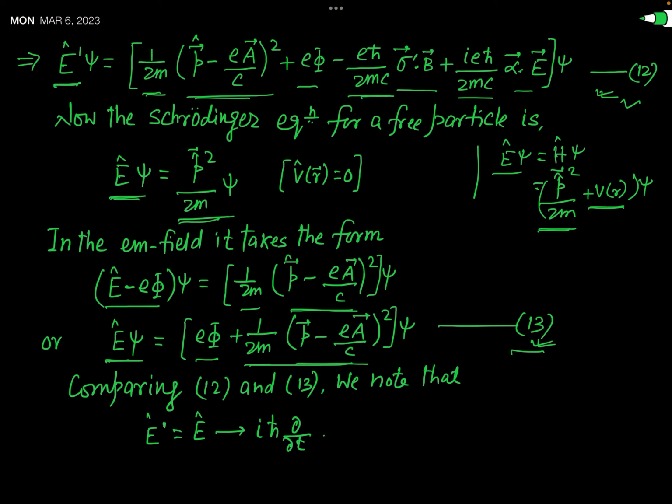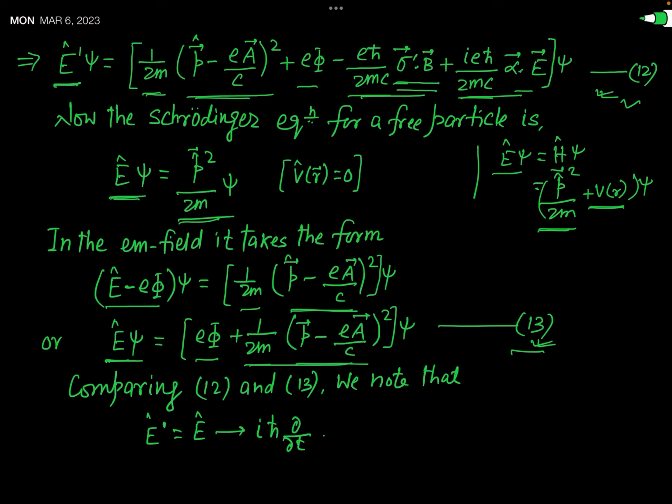So what do these two extra terms refer to? You will see that this term, minus E h bar over 2mc sigma dash dot B, is actually related to the magnetic field and the spin of the particle. This is a spin operator, sigma dash.